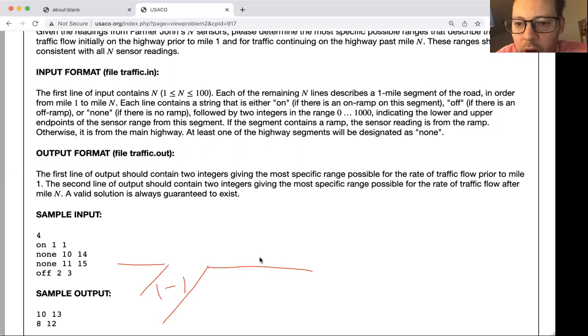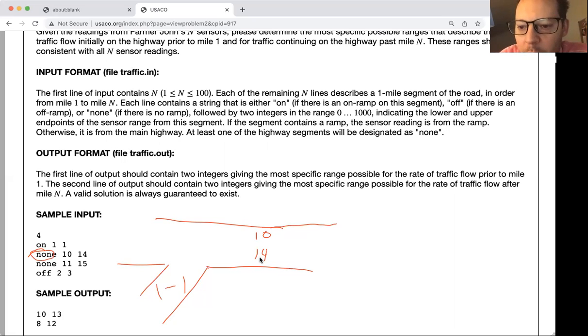We don't know how many there already were at the beginning. That's what we have to solve for. So we've got a sensor here that's measuring between 1 and 1. The next mile, we have no on-ramp or off-ramp, and it's 10 to 14. So that's from 10 to 14 cars passing by this location, but we don't know. It could be as low as 10. It could be as high as 14.